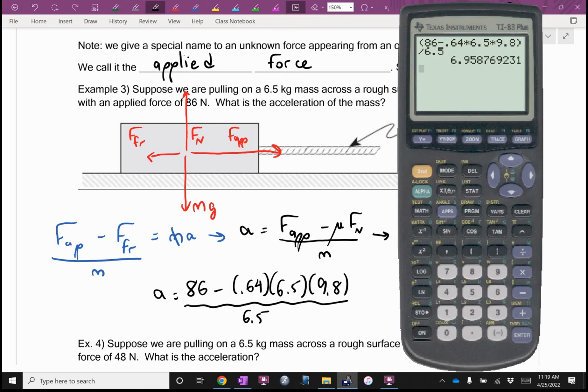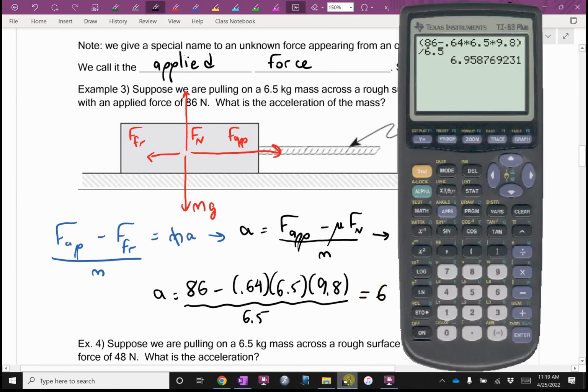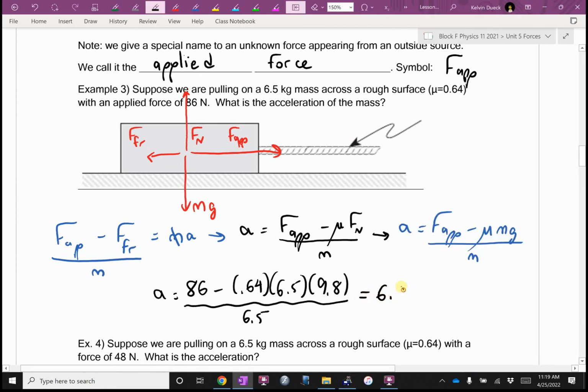I got 6.96 units. It's an acceleration. You know this. Thank you for not letting me down. I knew I could count on you. 6.96 meters per second squared.